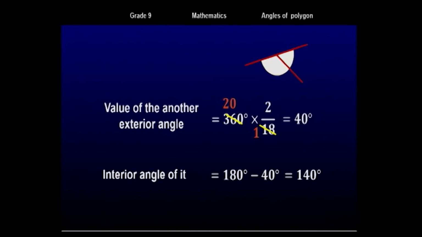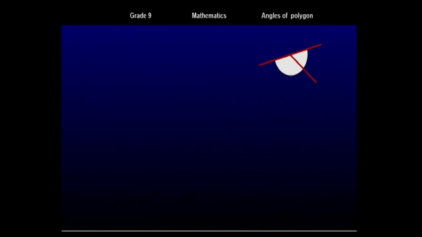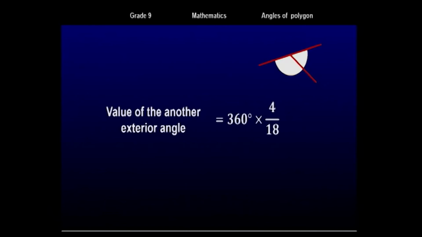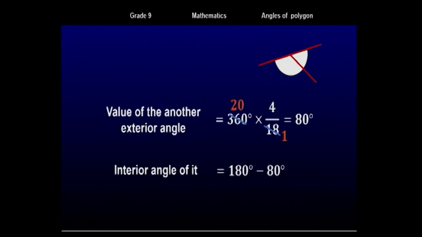We have to find another exterior angle. Look at that. Now you know the method. Do the question with me. 360 into 4 over 18. When we simplify this, you can obtain 20 into 4, 80 degrees. So, the interior angle of this exterior angle is equal to 180 minus 80, that means 100 degrees.